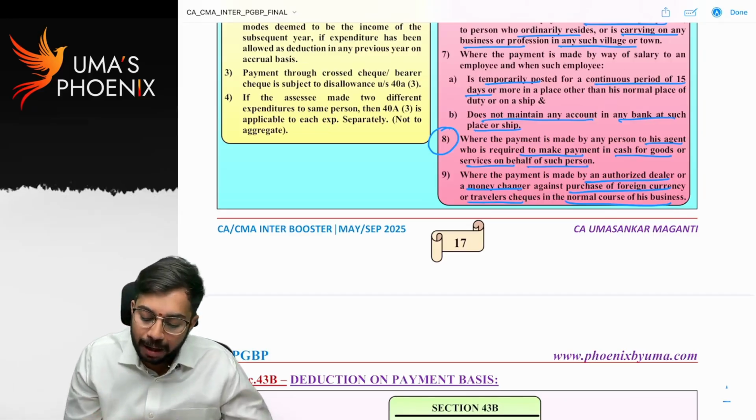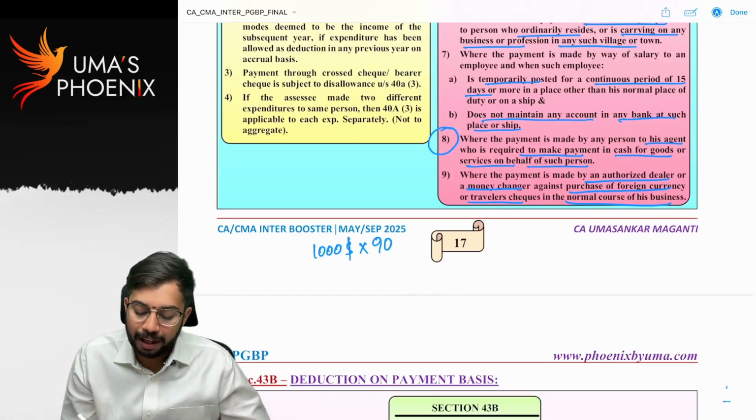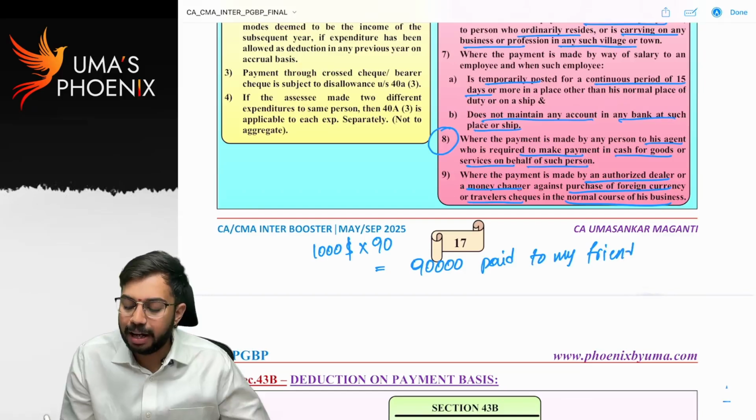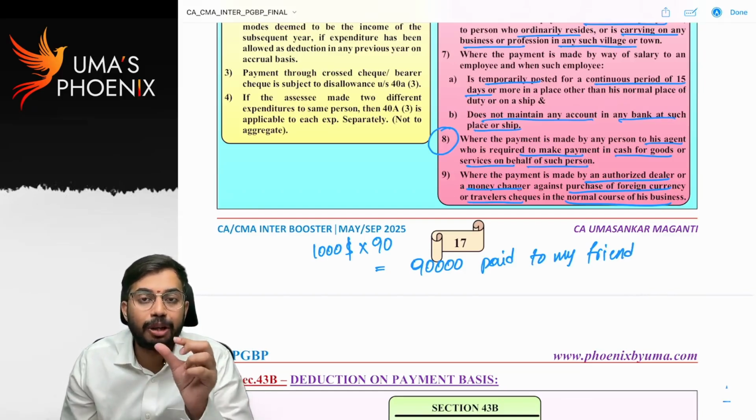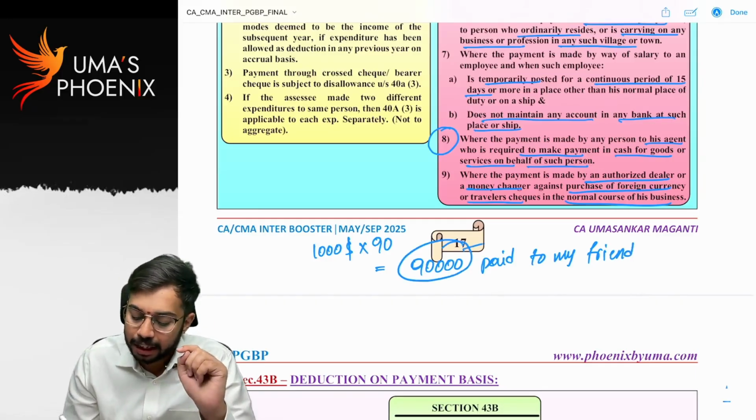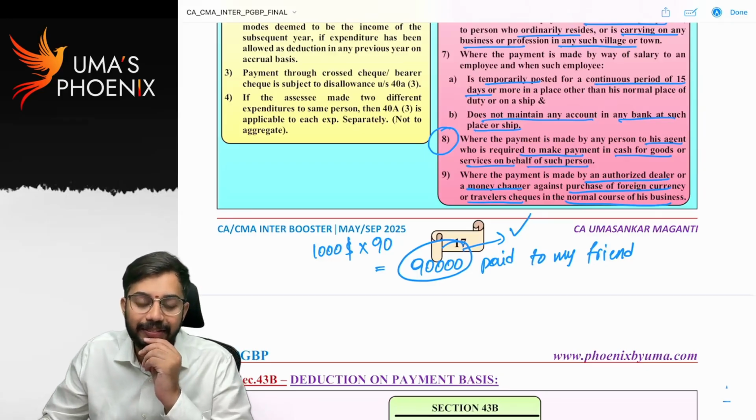So my friend, how many dollars is he having? $1,000. The authorized dealer paid 90 rupees for each dollar. 90,000 paid to my friend. For my friend, 90,000 rupees is an income. For the authorized dealer, 90,000 rupees is expenditure, cash expenditure. Even though it is cash expenditure, this 90,000 is allowed as deduction. Is it clear?